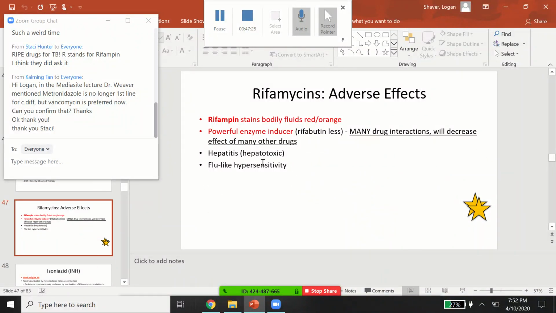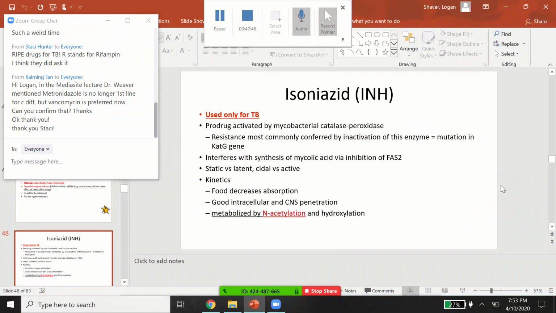All right, so I left this slide in here just to give you a reminder of the more important things with rifampin. Once again, notice in red here the red-orange bodily fluids, more than likely it'd be a urine question. And then it's a powerful enzyme inducer as well. I just left that in here as a reminder.